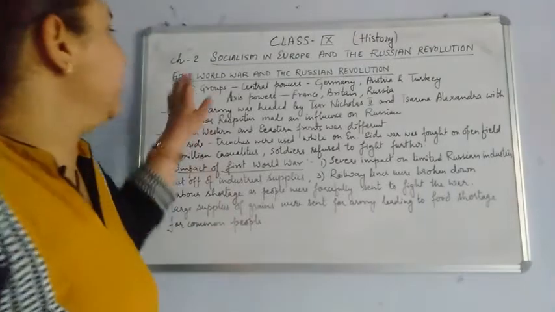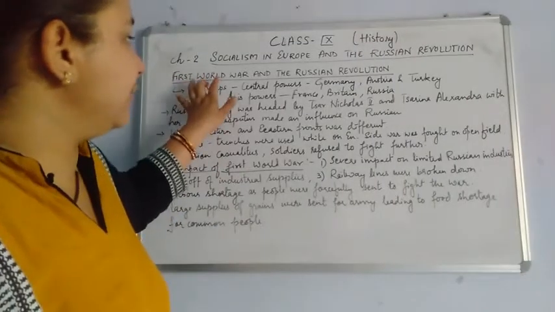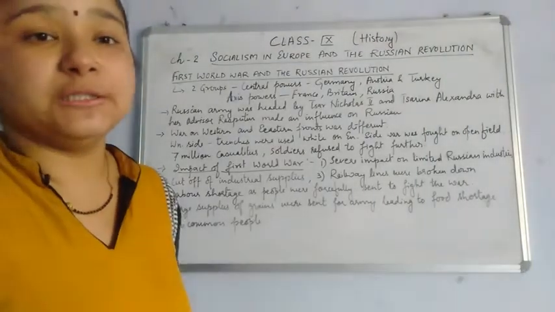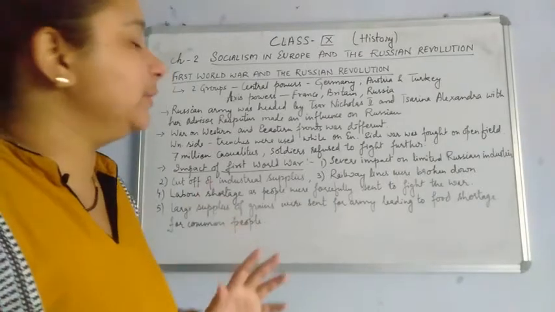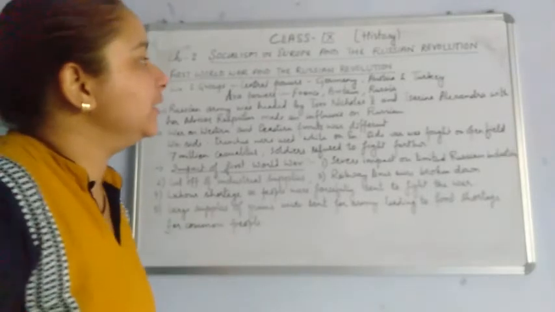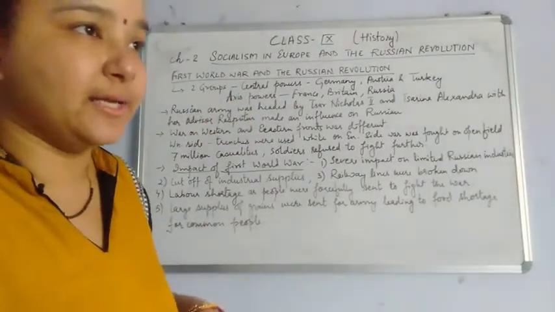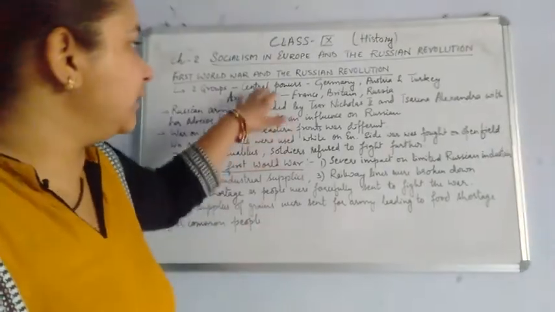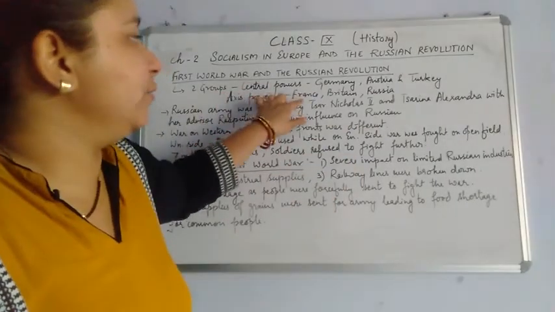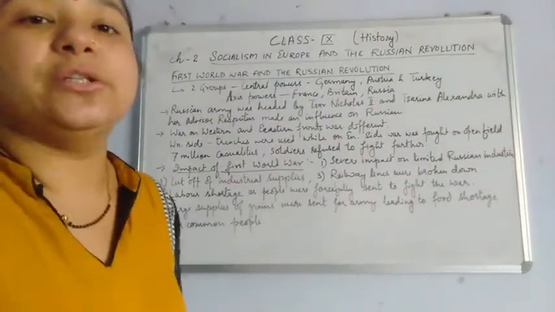So let's start with the First World War and the Russian Revolution. What exactly happened during the war? The First World War started in 1914, and for four long years this war was on, and most of the major powers of Europe were involved directly in the war, and indirectly their colonies also got involved later on. The major powers at that time in Europe were divided into two groups. The Central Powers included Germany, Austria, and Turkey, whereas the Allied Powers included France, Britain, and Russia. So Russia was on the side of France and Britain, two leading nations.